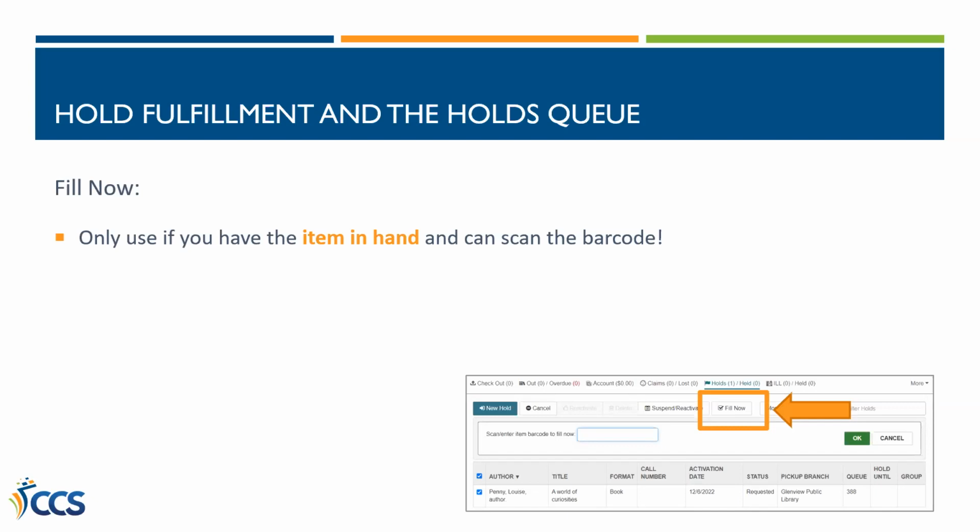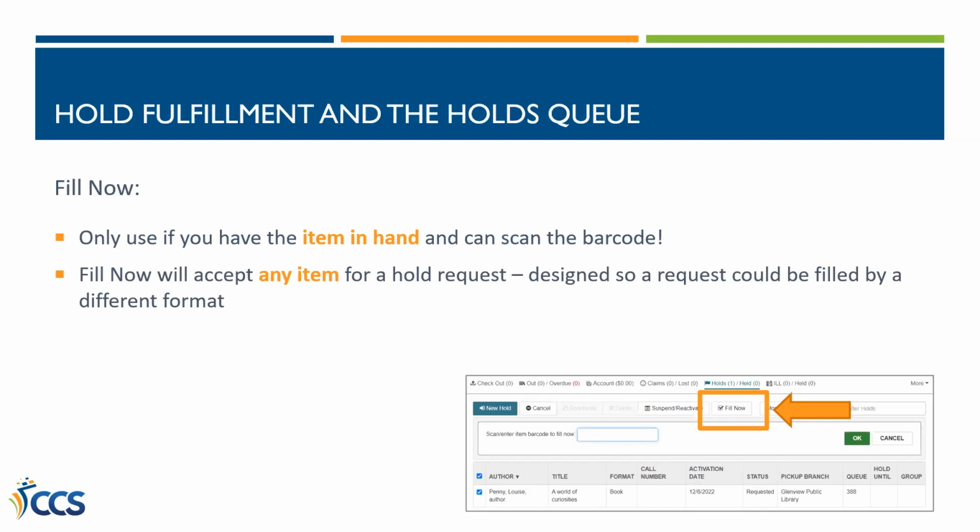Don't copy paste the barcode in case you end up not being able to find that item and now the patron's hold is ready for pickup. Also, I say best practice is not to key in a barcode in case you mistype it. And this is because when you use Fill Now, it's going to accept any item to fill the hold.